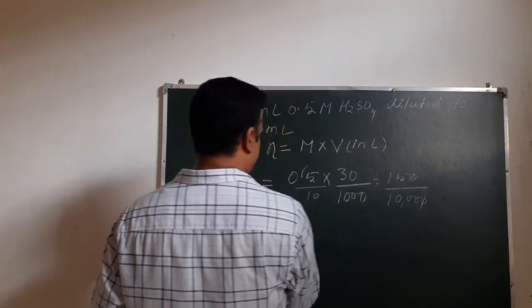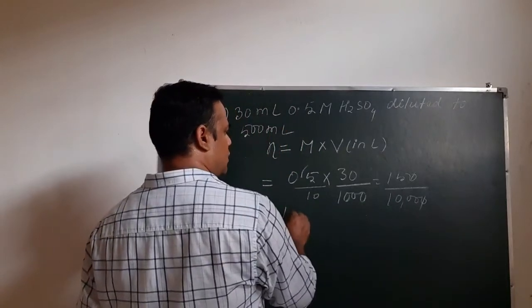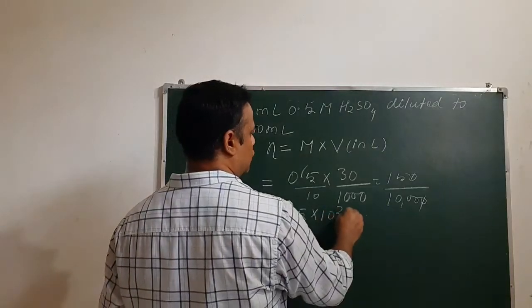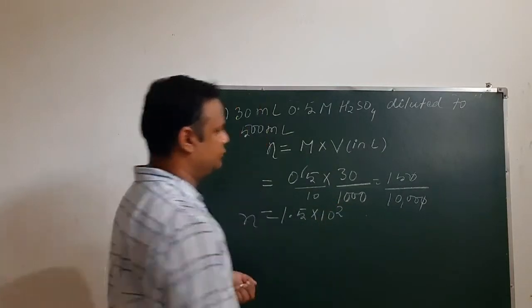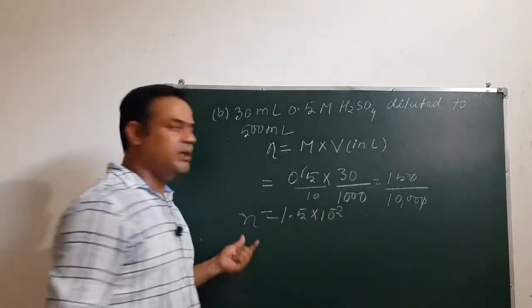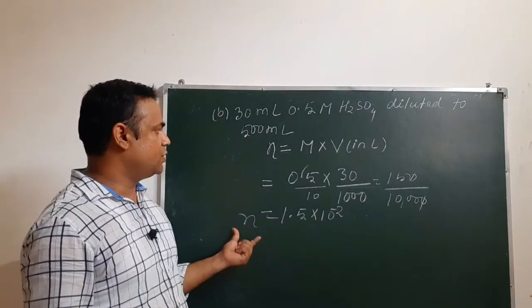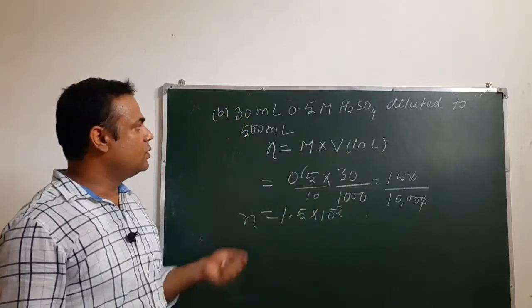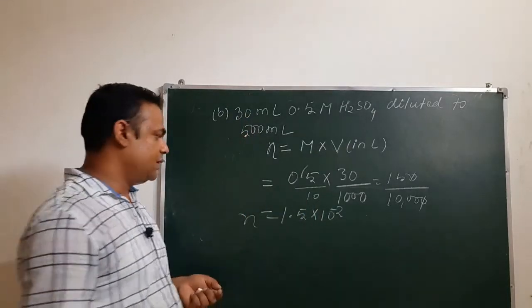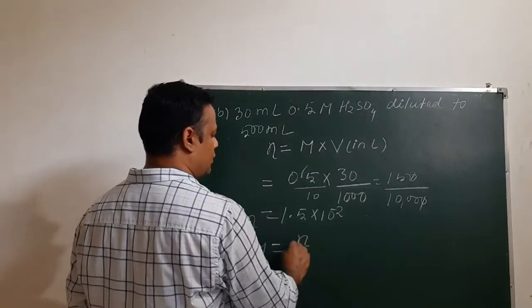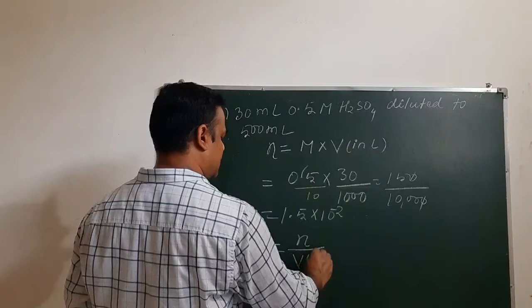So we can write here number of moles equal to 1.5 into 10 to the power minus 2. This one is number of moles of H2SO4 in 30 ml, 1.5 into 10 to the power minus 2. Now we dilute it to 500 ml. So again we have to apply the formula of molarity: number of moles divided by volume of solution in liter.